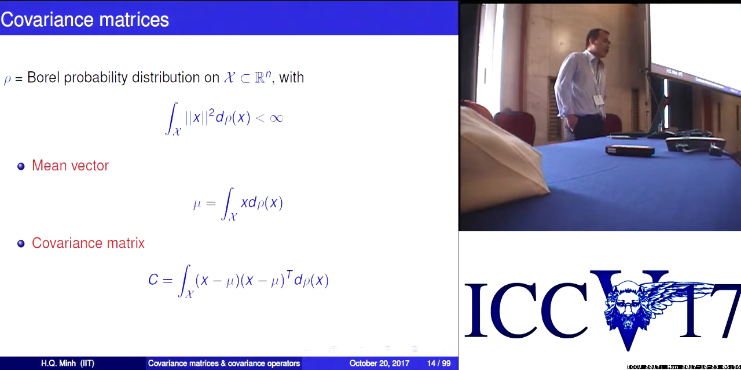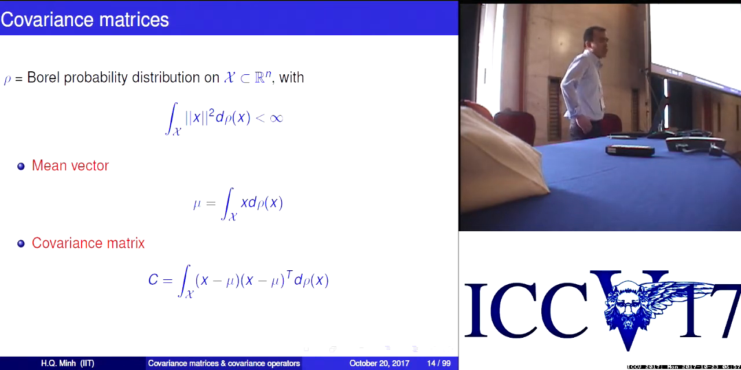Now remember the definition of covariance matrices. We have a probability distribution rho with a finite second moment, where the integral of the norm of x squared d rho is less than infinity. Then we can define a mean vector, which is the expectation of x. And then we can define the covariance matrix, which is the expectation of the second moment.